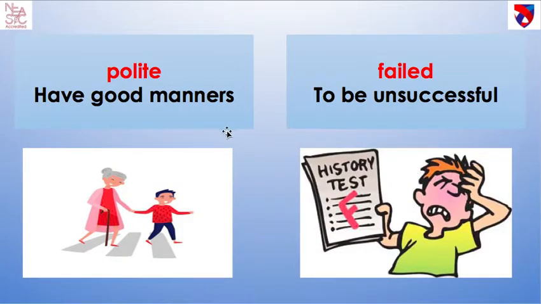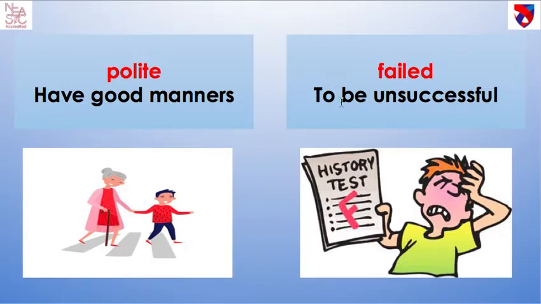Polite. Polite means having good manners. To have good manners is being polite. For example, if I want to ask something from anyone, someone who is older than me or younger than me, I need to always say it nicely and politely. Can I please have this? We have to always say please when we want something. We have to say thank you when we receive something. So it's very important to be polite.